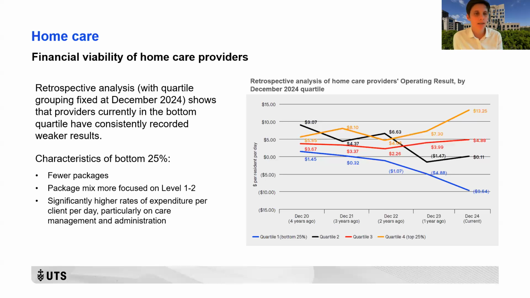We've also conducted some further analysis to understand what are the distinguishing characteristics of the providers that make up that bottom quartile. And our results indicate that on average, the providers in that group tend to be smaller in size with fewer packages and are more focused in their offering, in their package mix, on level 1 and 2 packages. In addition, the differences in the financial outcomes appear to be more driven by differences in spending rather than their revenue. With significantly higher expenditure per client per day by those providers in the bottom quartile, particularly on care management and administration.